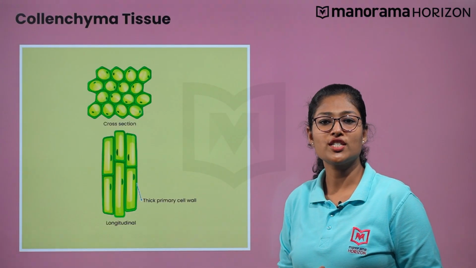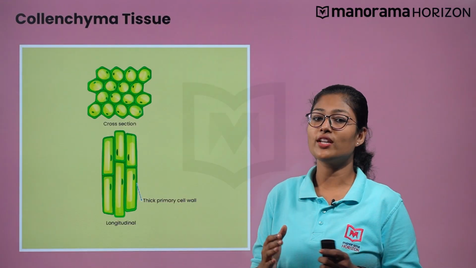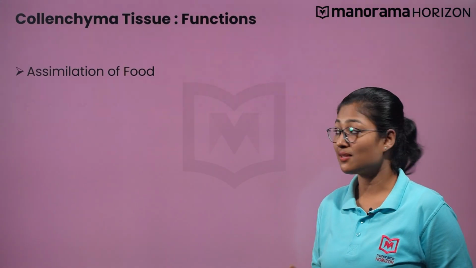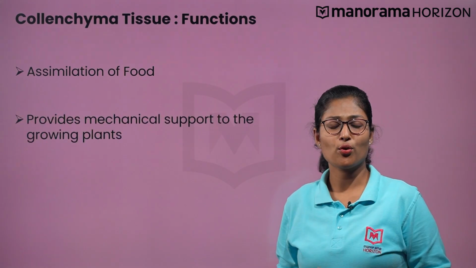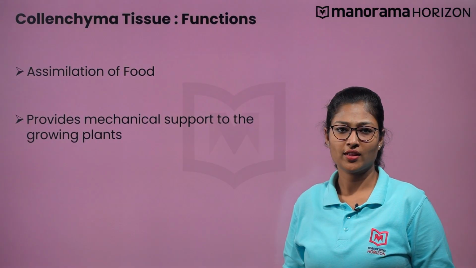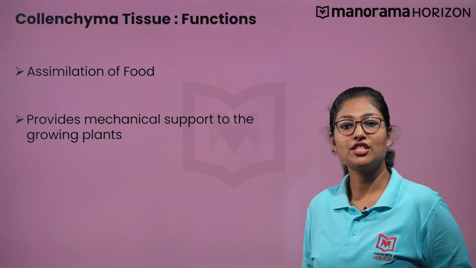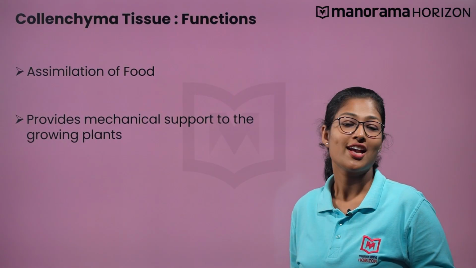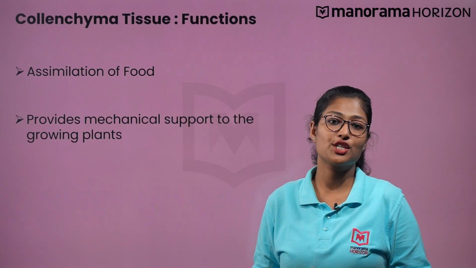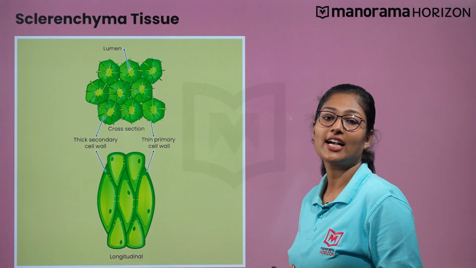Let us now point out the different functions of collenchymatous tissue. In the presence of chloroplast, they assimilate food. They provide mechanical support to the growing parts of the plant. Is the collenchyma tissue part clear for you? If yes, let us now study the last kind of simple tissue, that is the sclerenchyma tissue.